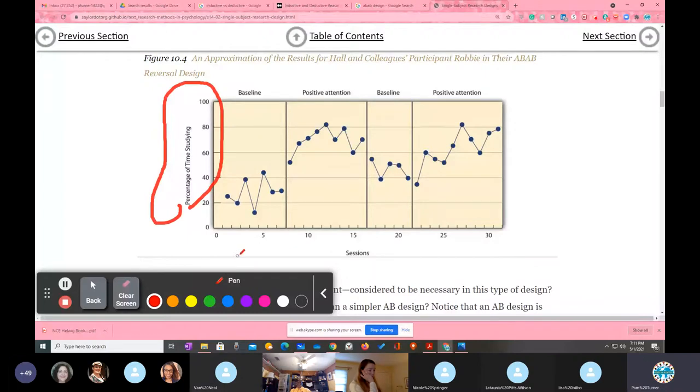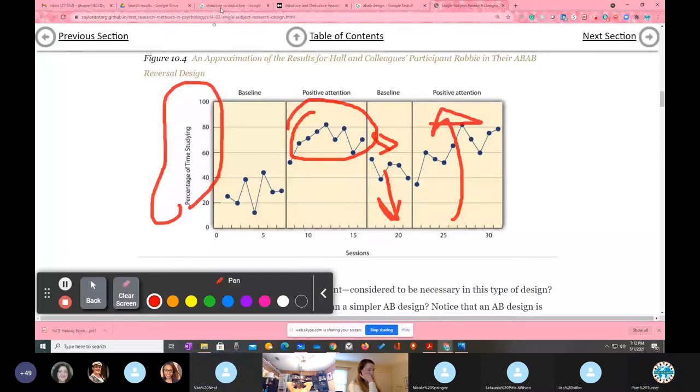I've come in, I've taken a baseline. I see that many of these students are looking at like 20%, 40%. And I really want them to study more. So then I'm going to do an intervention of positive attention, right? Come back, take another baseline to see if it worked. And then come back again, measure again, and hope that the positive attention increased. Okay? Single subject design. A, B, A, B, A, B. That's all that means.